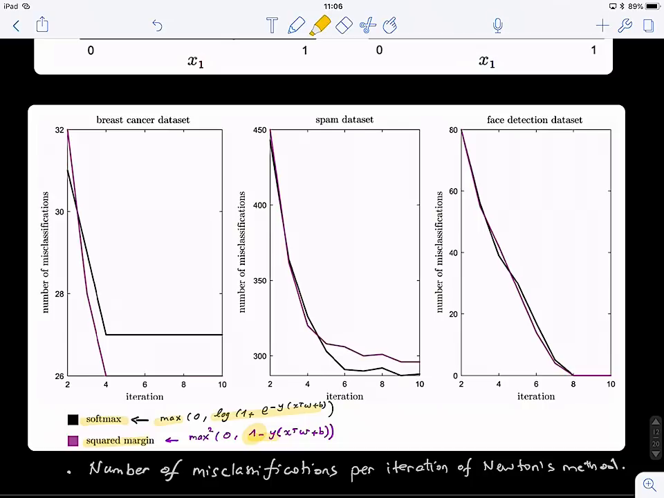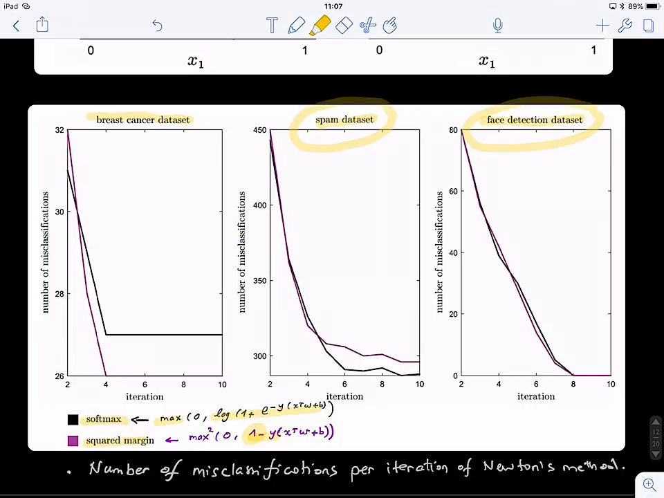We ran basically a classification algorithm on 3 different data sets: breast cancer data set, spam data set, and face detection. This one looks at an image and tells you if it has cancer or not. This one looks at an email and tells you if it's spam or not. And this one detects faces. It looks at objects and tells you if it's a face or not. Okay? So it's a binary classification problem.